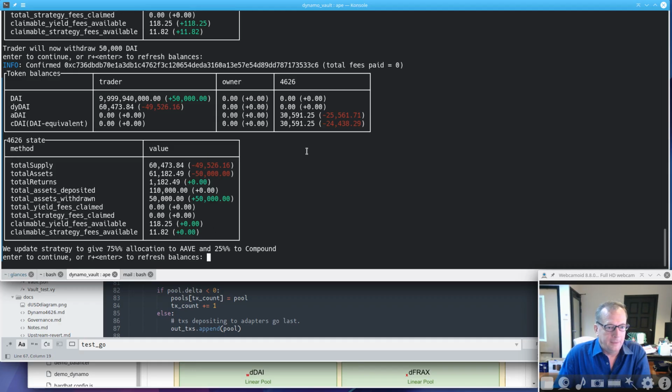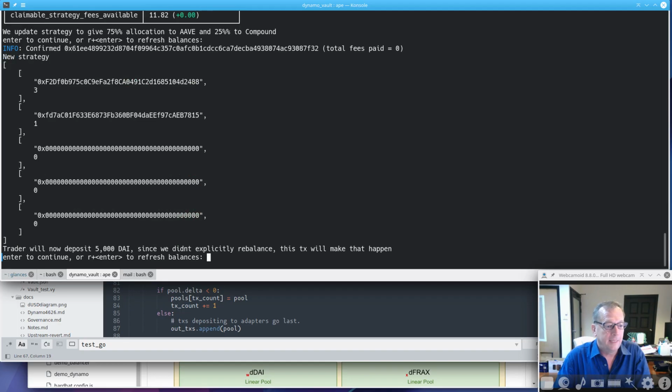But Aave is obviously performing much better than Compound right now, so we believe that we should adjust our strategy. We're going to throw 75% of our allocation into Aave and 25% into Compound. So let's activate a new strategy, and here it is. Here's the Aave contract address, and it's now got a 3 ratio rather than a 1 ratio compared to Compound's 1 ratio, so 3 to 1, which is a 75% allocation.